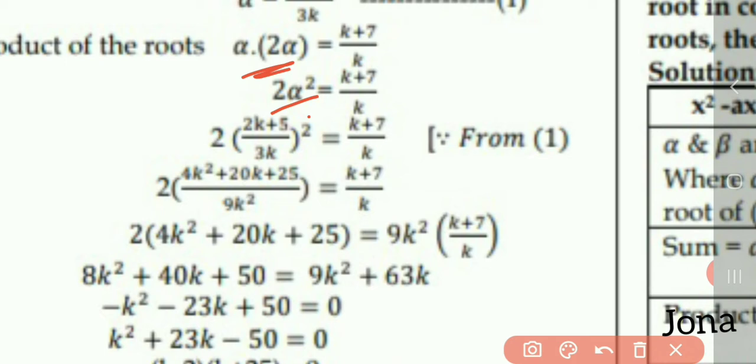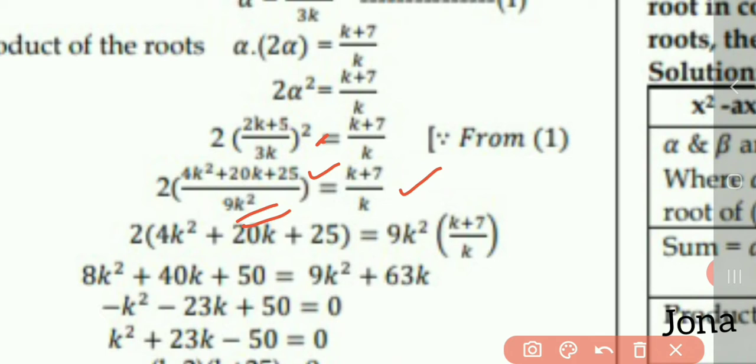And then instead of this alpha, I can substitute the value. Already we found that, isn't it? So substitute the value here, which is equal to k plus 7 by k. And then here the whole square is given. So square the numerator and the denominator. If we square the numerator, we got 2k plus 5 the whole square. The same formula, a plus b the whole square. So I got 4k square plus 20k plus 25 divided by here 9k square, which is equal to k plus 7 by k here.